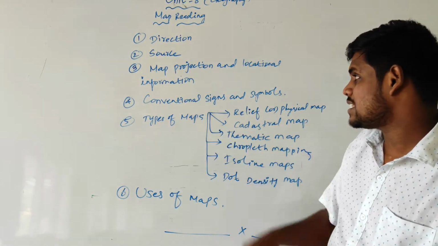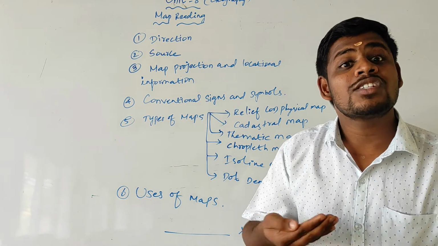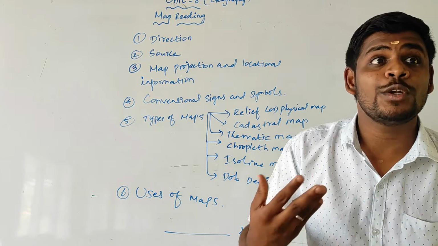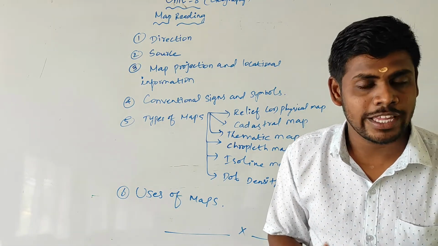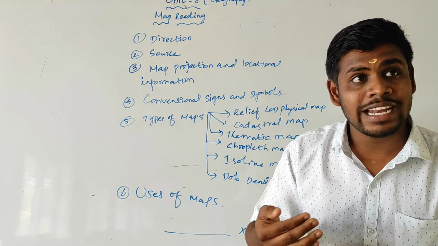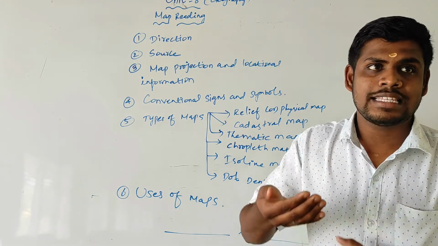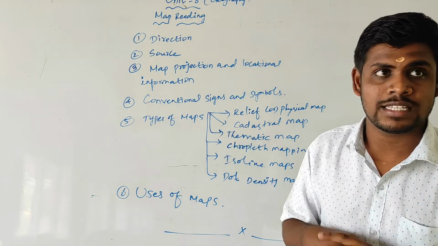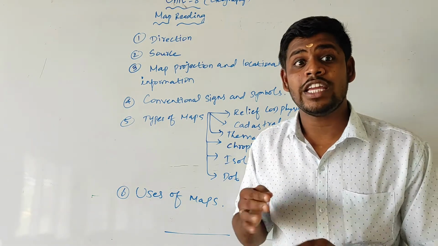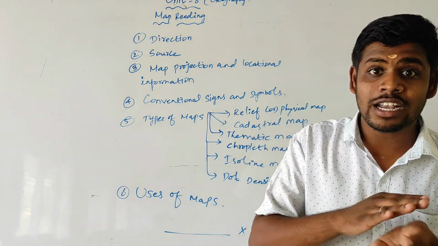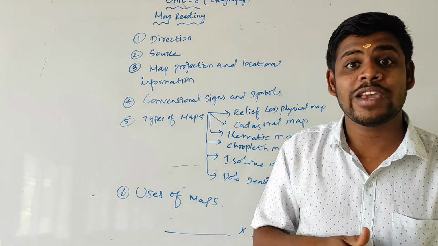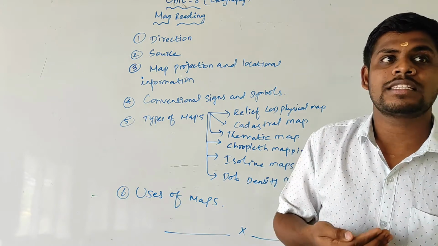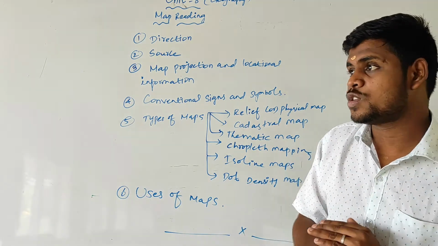Next, conventional signs and symbols. Conventional signs are symbols used in maps. They are used for different features. The symbols are explained in the key of the map. These symbols give a lot of information. Later I will show the symbols. Listen, the symbols give a lot of information in a limited space itself. With the use of these symbols, maps can be understood very well.